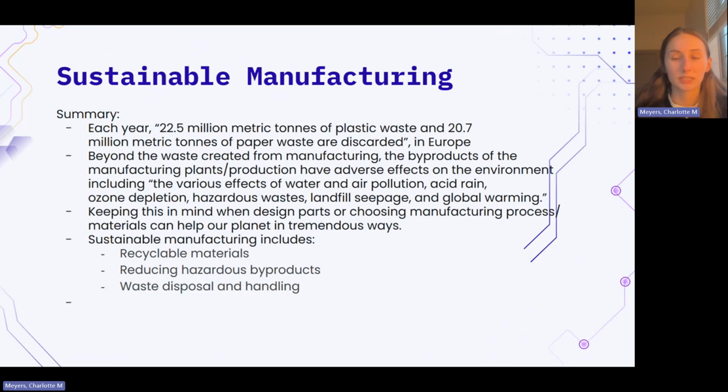So keeping this in mind when we design parts or have manufacturing processes in mind, it is very, very huge to be sustainable and to consider the impact on our environment. Sustainable manufacturing includes things like recyclable materials, reducing these hazardous byproducts and effects, and waste disposal and handling. So overall, you can see why it is so important, and also what all plays into different aspects of sustainable manufacturing. But sustainable manufacturing in itself is just making decisions for manufacturing that reduce the environmental deficits that it causes.